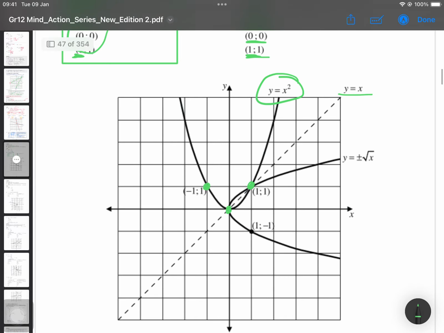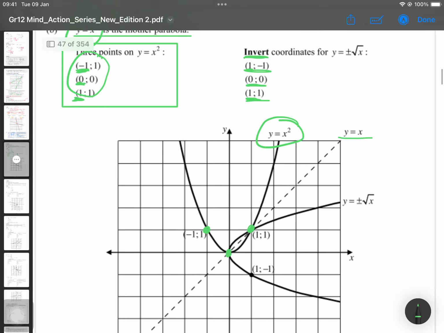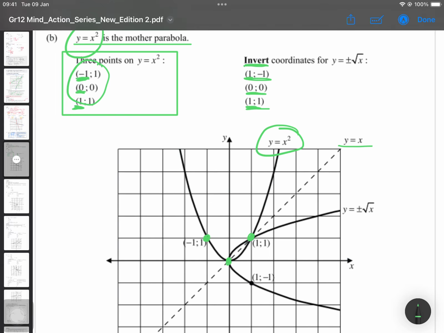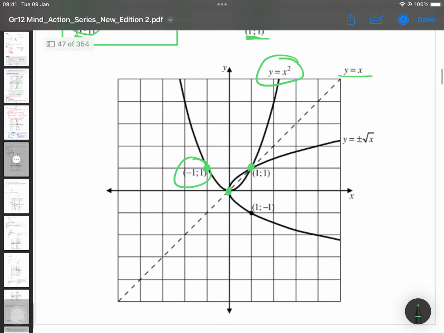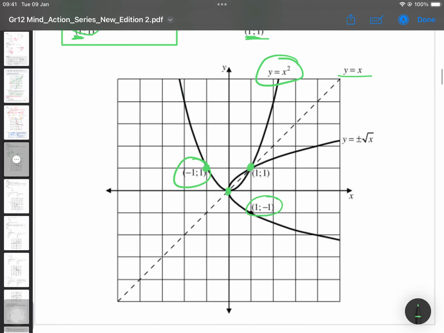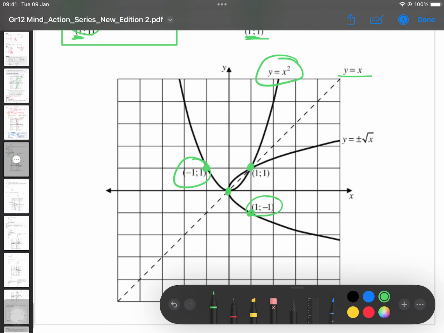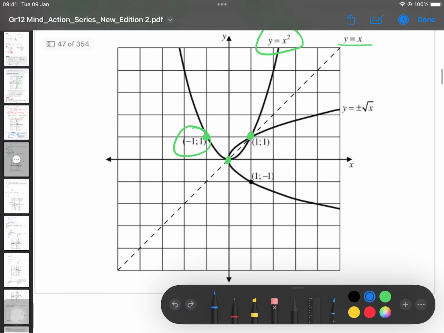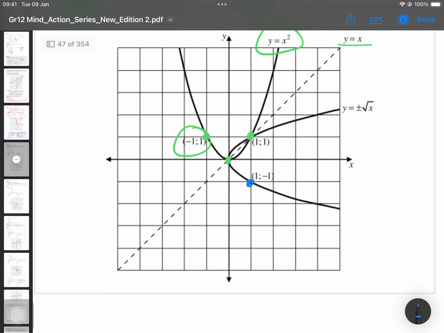So -1:1 becomes 1:-1. So this point changes to that. Then you plot it there. Use a different color. So that point becomes here. 0:0 is still 0:0. 1:1 becomes 1:1. Then you join them.